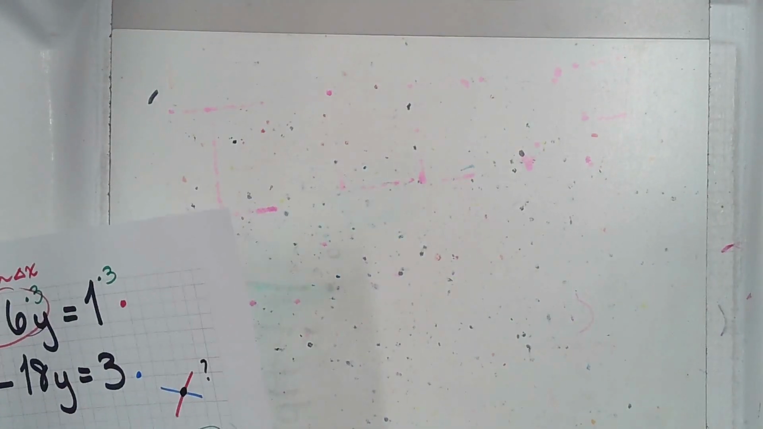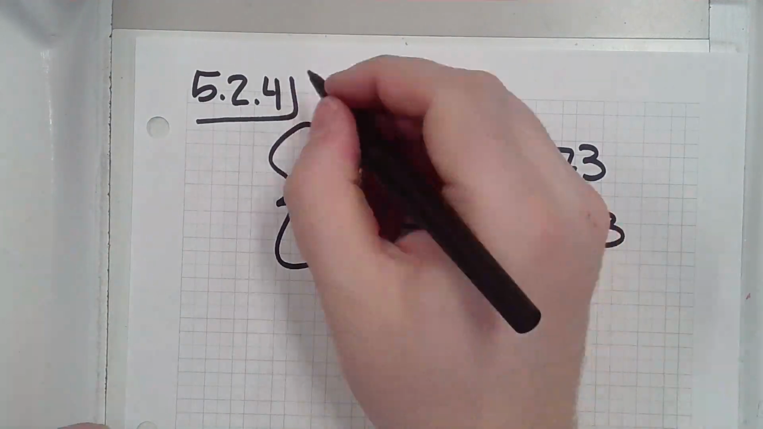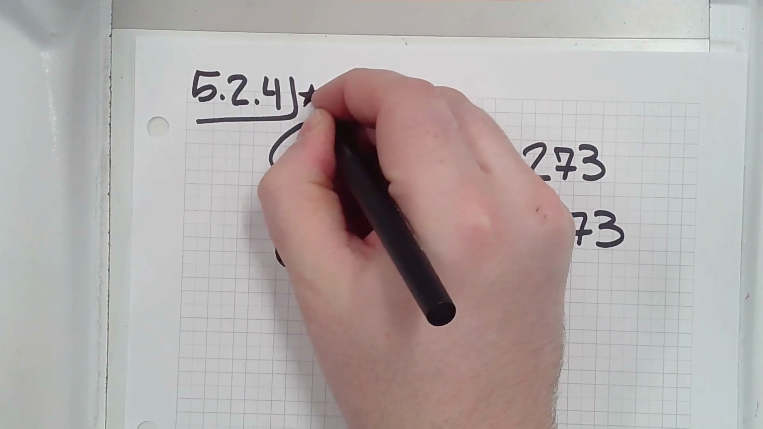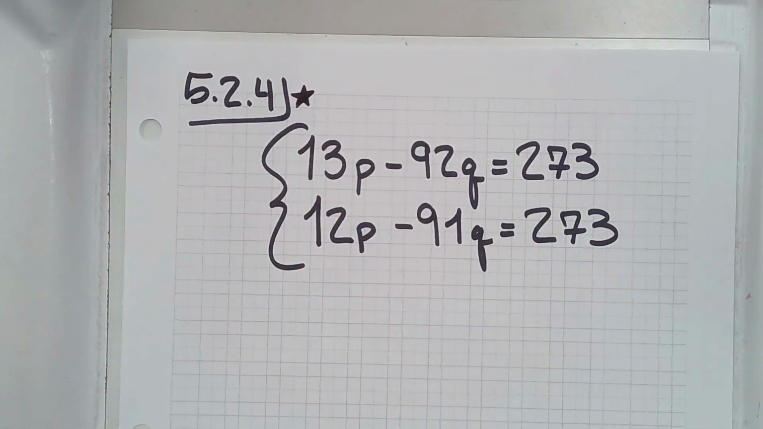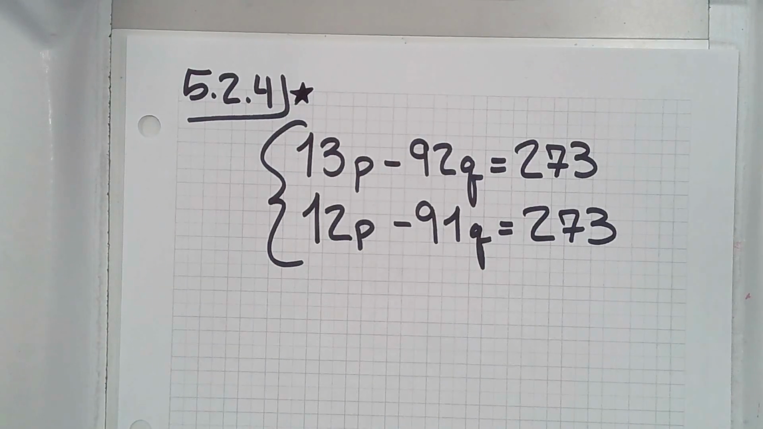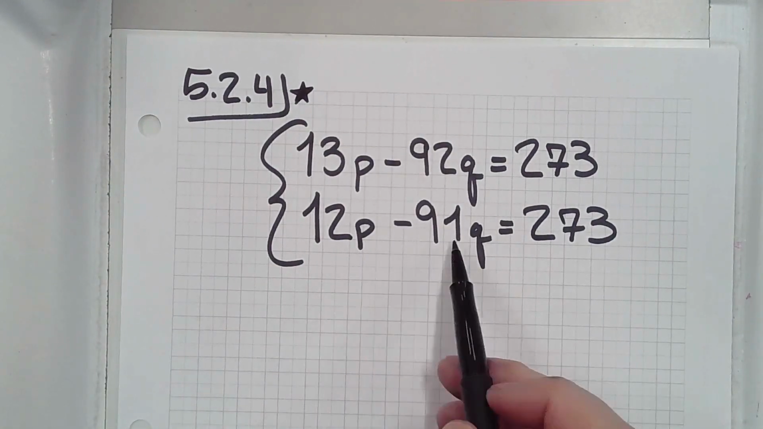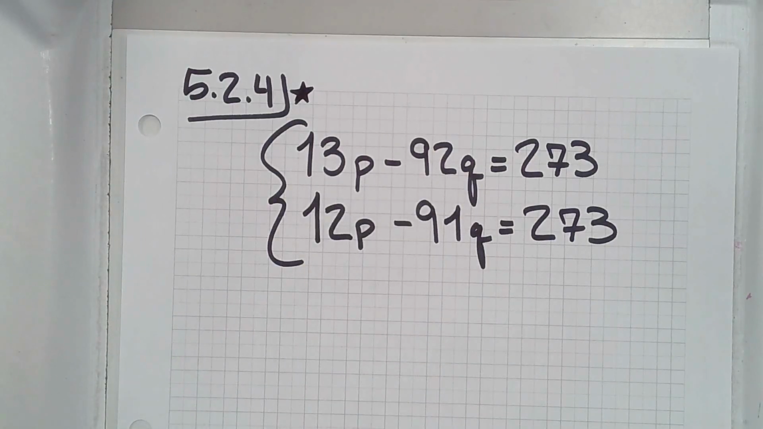Okay, so that's 5, 2, 3. I believe there's one more. Yes, 5, 2, 4. And this one I believe had a star next to it. I could be wrong. And that's because this one looks really challenging, right? The numbers look awful. We're going to have to do substitution. We're going to have to divide by 12 or 91 or 92 or 13 to get something on its own. That seems really terrible. But here's the big brain play.